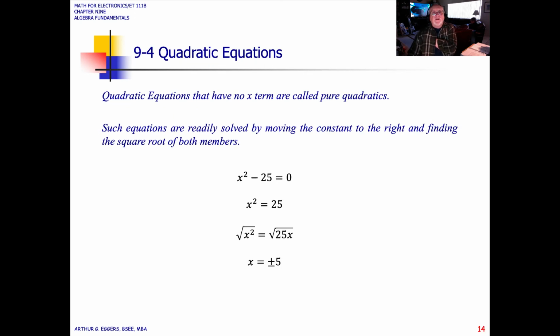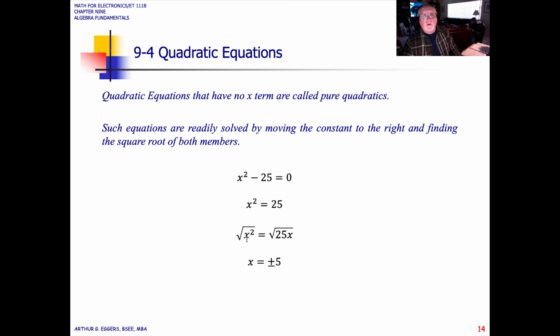Quadratic equations that have no x term are called pure quadratics. Such equations are readily solved by moving the constant to the right and finding the square root of both sides. We've seen this before. We saw this in section 8. So what looks like a quadratic here with no middle term, x squared minus 25, I can simply add 25 to both sides, and I get x squared equals 25.